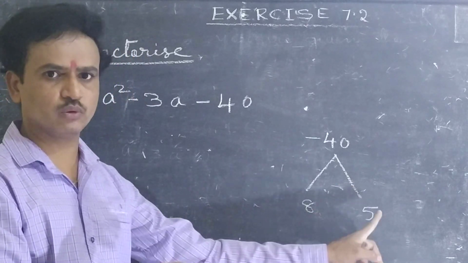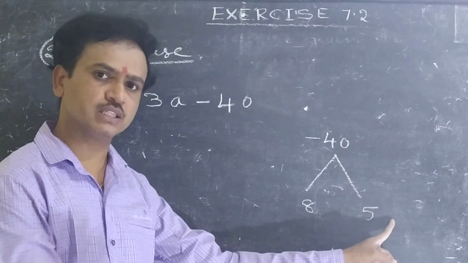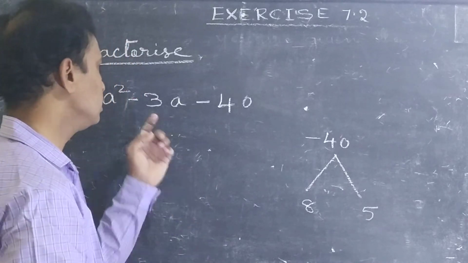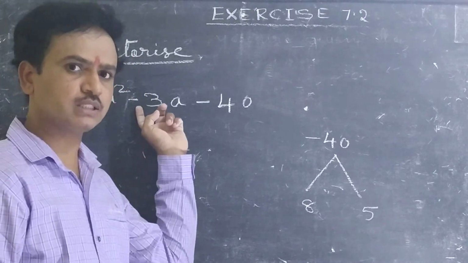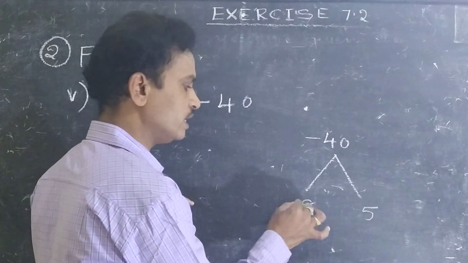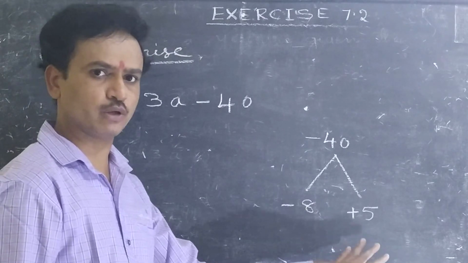Okay, one is negative, another one is positive. We take 8 minus 5, which is 3. The biggest number's sign is what you will get, a negative, that is minus 3. Here it is minus 3. That means we have to use this case only, that is minus 8 plus 5.